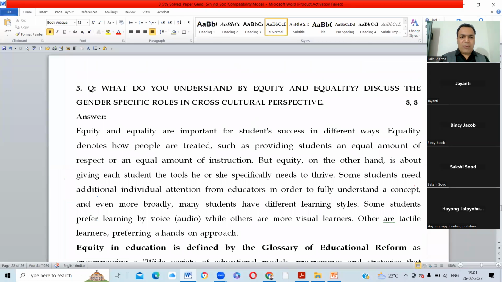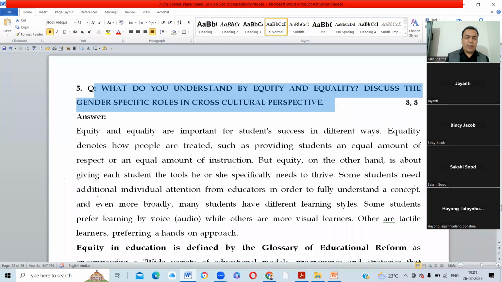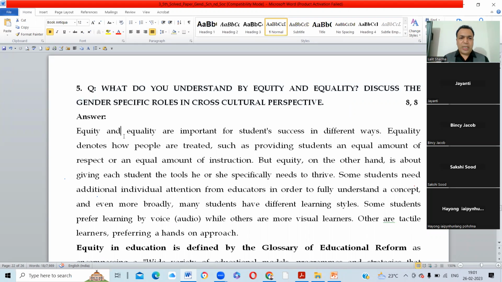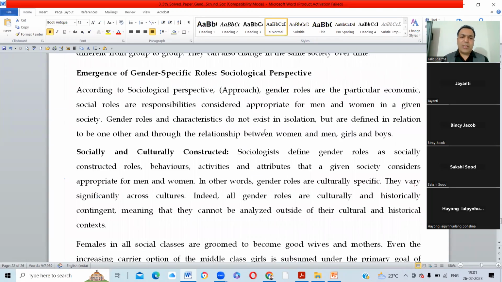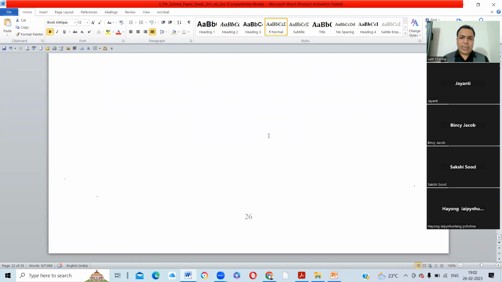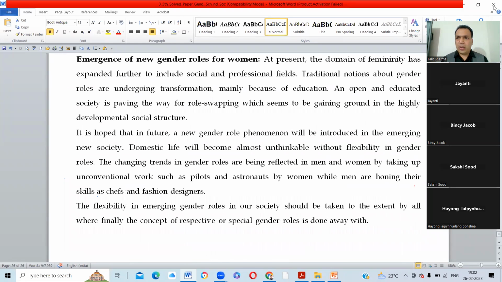Right? Okay, 5th question है: what do you understand by equity and equality? है ना, just we have seen on the paper. What do you understand by equity and equality? Discuss the gender specific roles in cross cultural perspective. Okay? Equity and equality we also discussed, है ना, in the starting slide. Right, guys? So equity and equality आपने बताना है. फिर बाद में discuss the gender specific roles in cross cultural perspective. Okay? तो ये भी notes मैंने आपको दे दिए हैं. तो ये आपने पढ़ने हैं सारे. Right, guys? और फिर in the next class, okay, we will discuss whatever we have left.